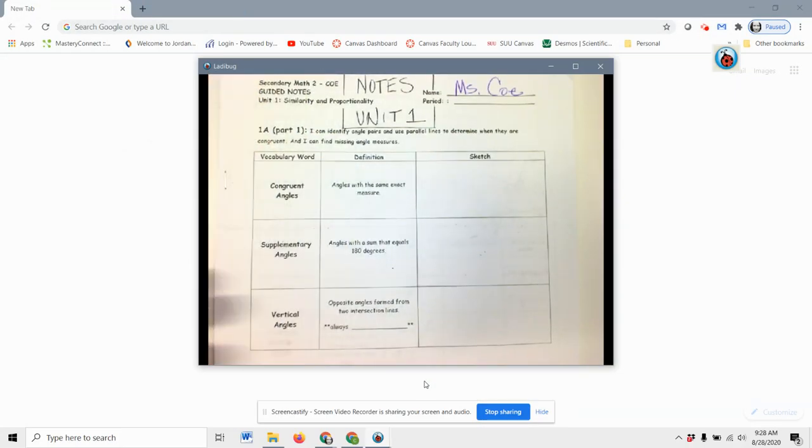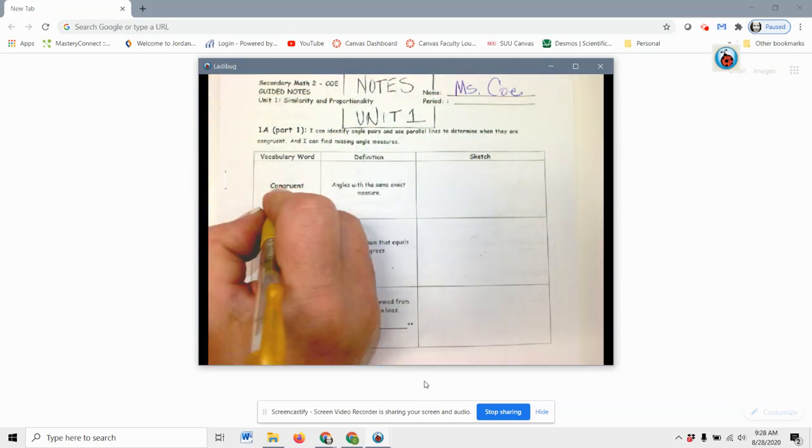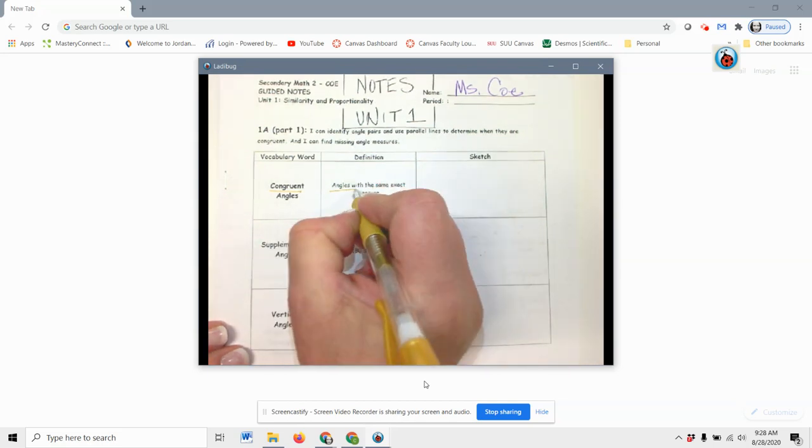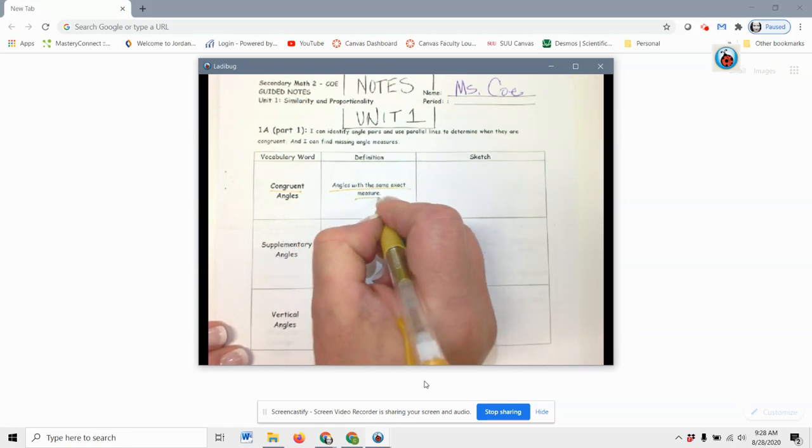This is going to be notes for Unit 1. The first part of Unit 1, we are going to learn some vocabulary words. The first one I really want you guys to focus on is congruent angles. When we're talking about congruent, what that means is that we have angles with the same exact measure.